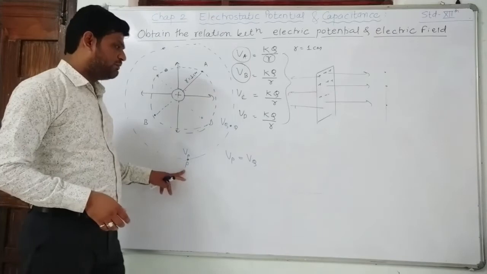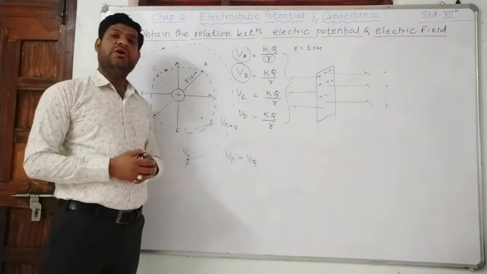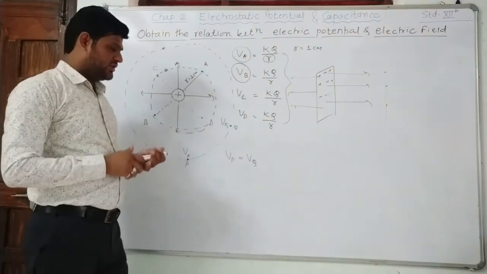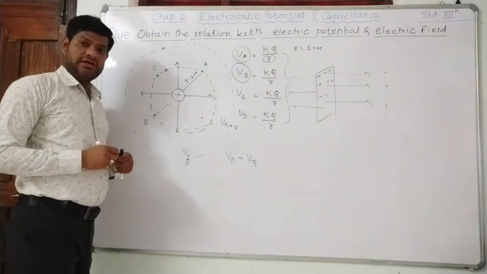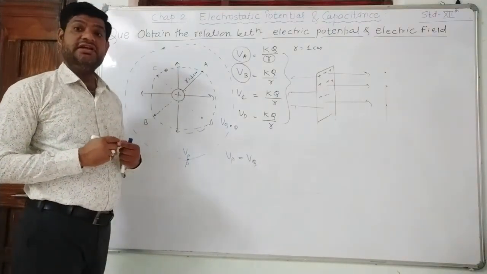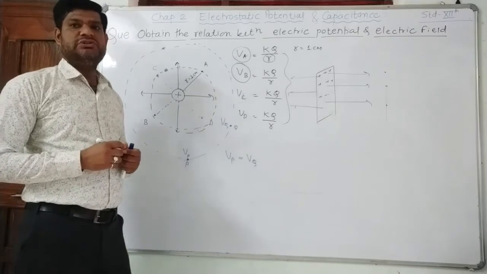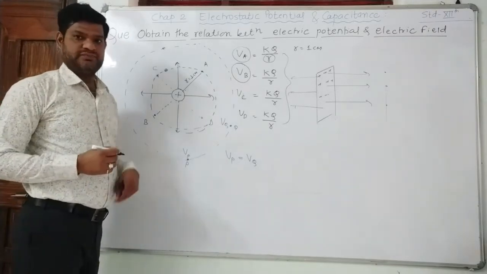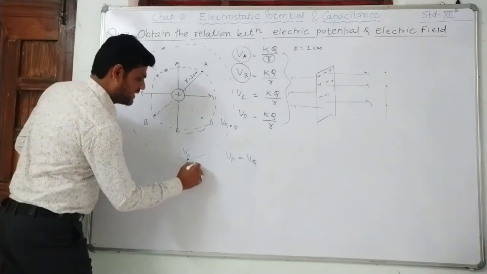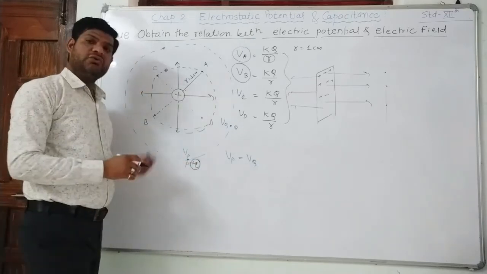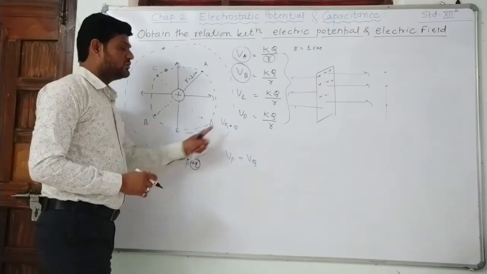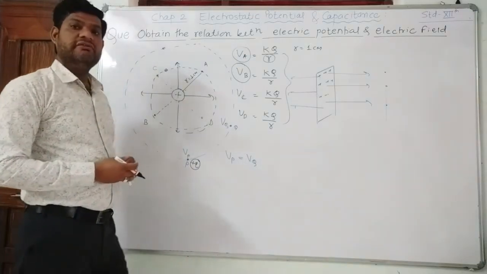That's why the potential of point P and the potential of point Q will be the same. Now the question is, what is the work done in carrying a unit positive charge from P to Q? See the question, we have the plus Q charge and we want to carry this plus Q charge from P to Q. What will be the work done?